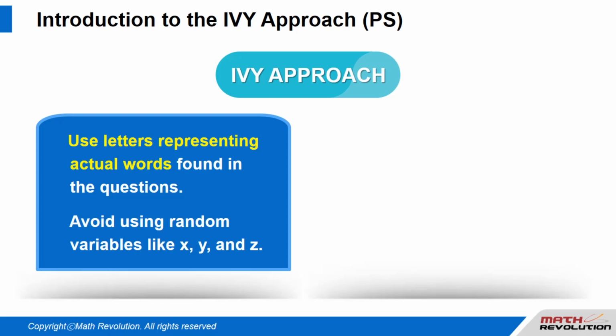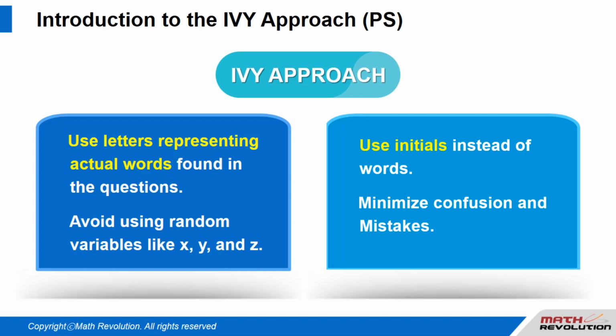3. The Ivy approach avoids using random variables like X, Y, and Z. Instead, it uses letters representing actual words found in the questions. 4. This approach recommends using initials instead of words, which helps minimize confusion and decrease the likelihood of making mistakes.